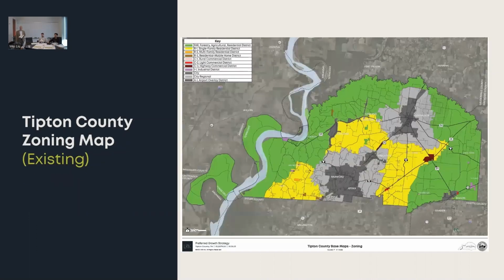Next slide. And there's your zoning map that shows the areas in green is the forest, agriculture, residential zoning district, so that's closer to 1 for 12 acres. And then the yellow, which is developing more like 1 for 6 acres currently. Slide.